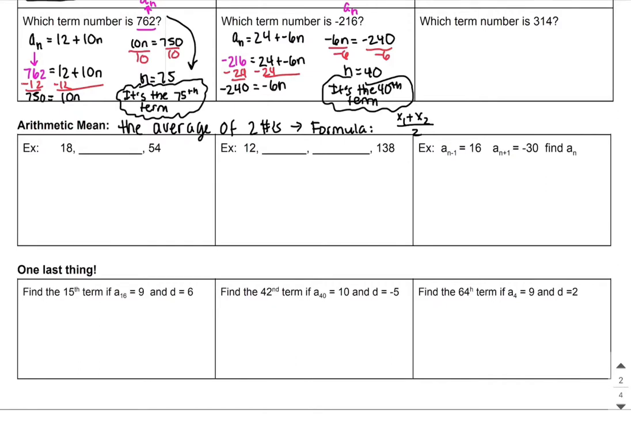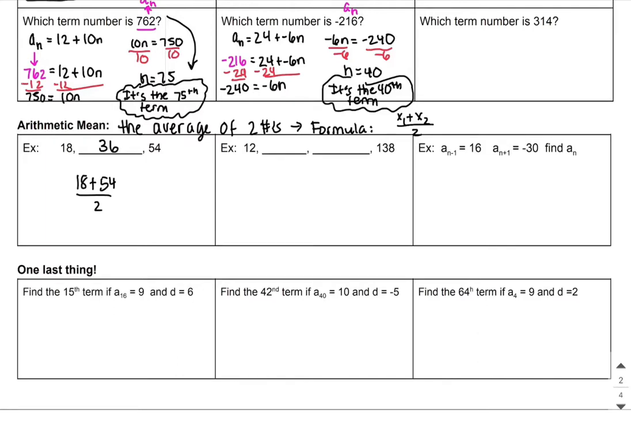So an example of where I would need to find the arithmetic mean is if I have a sequence and I'm looking for the number in between. To find the number in between 18 and 54, that's exactly in between them, I would take 18, add 54, and divide by 2. And when I do that, I'm going to get 36. So that's how I would find the number in between the two.